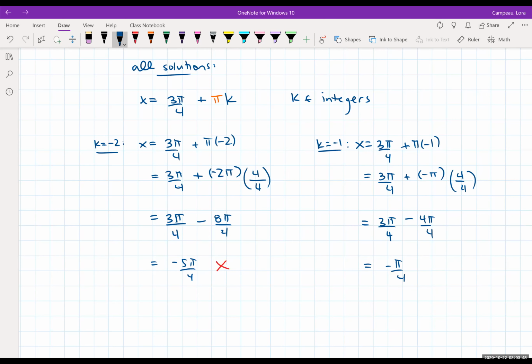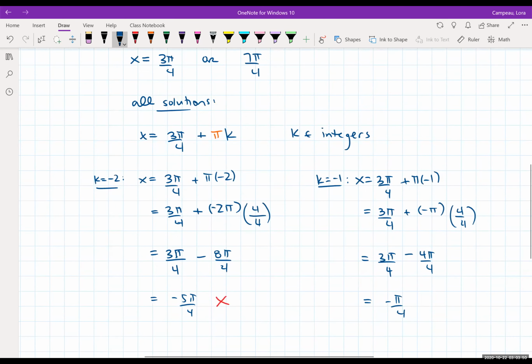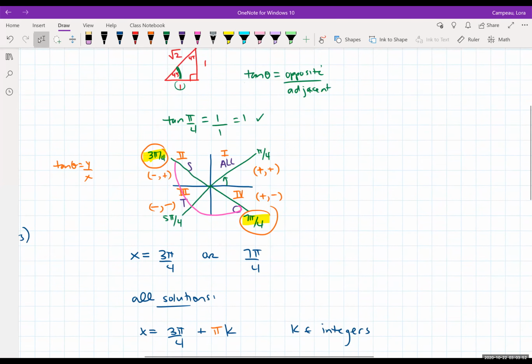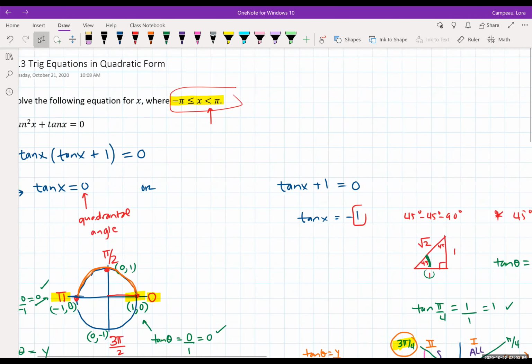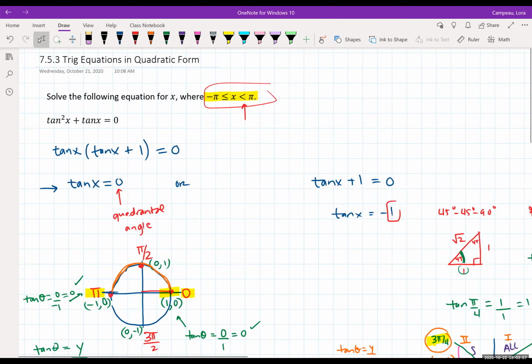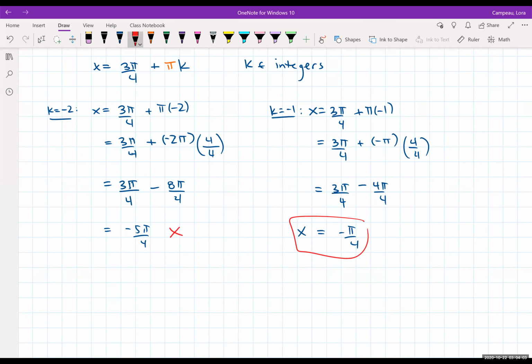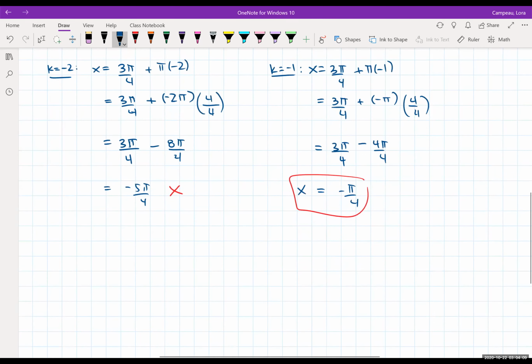And if you want to double check, is that in your domain? Remember the domain? I have to scroll back, but yes, it's in between -pi and pi. So x equals -pi over 4 is a good solution.